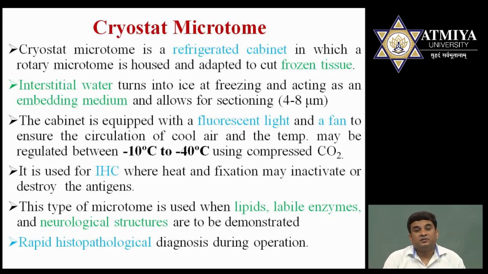And this type of microtome is used for immunohistochemistry studies, because in IHC the antigen should be maintained. If you process the tissue through normal tissue processing, the antigen will be lost, but if you freeze the sample directly at low temperature, the antigen will be maintained and you will get results in IHC. This microtome is also used in rapid histopathological diagnosis during an operation. Another application of this microtome is in the demonstration of labile enzymes, lipids and brain structure.